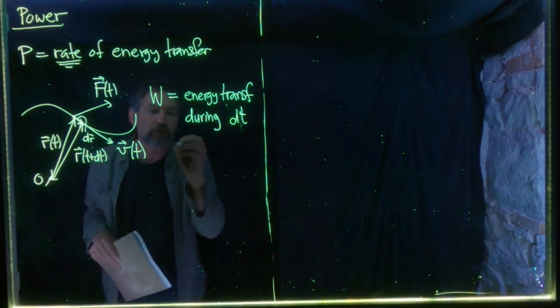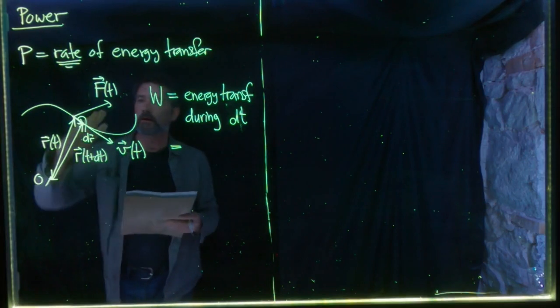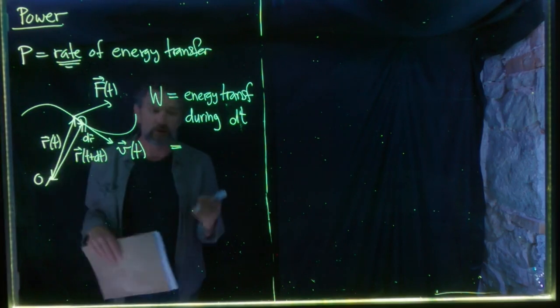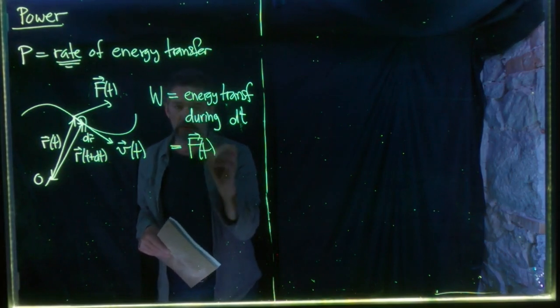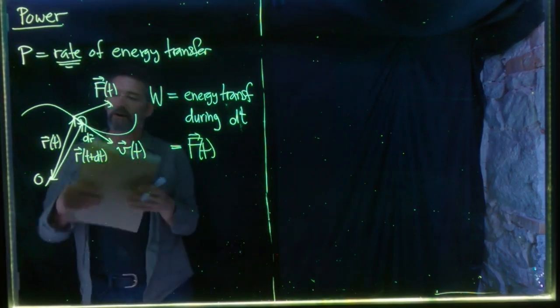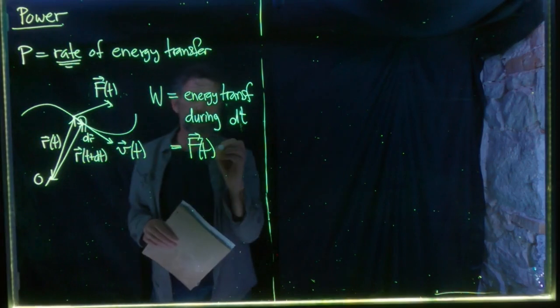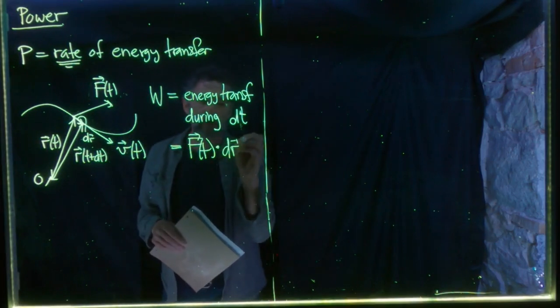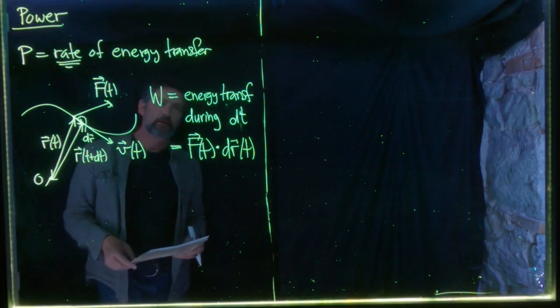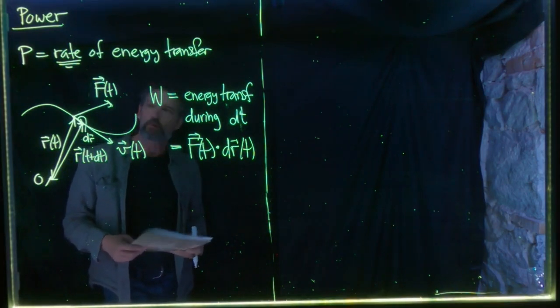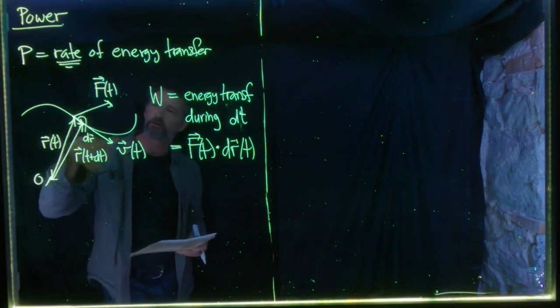And that work done is the vector dot product of the force at that instant of time, vector dot product with the displacement at that instant of time, dr. Okay? Very good. So we have transferred some energy to our system.